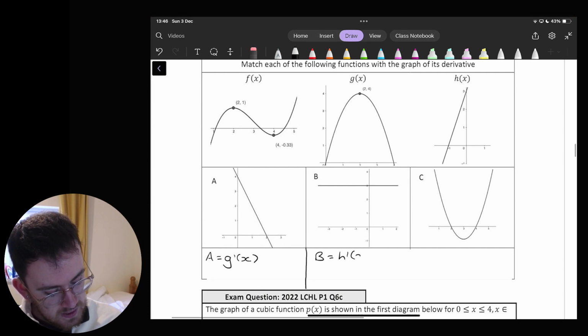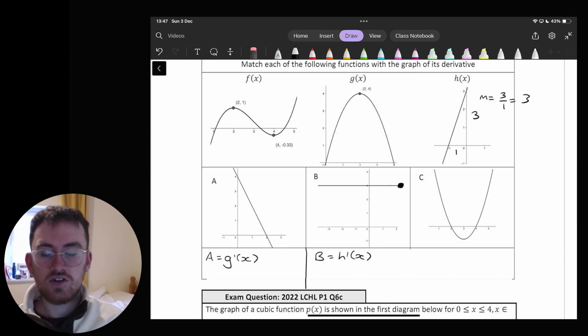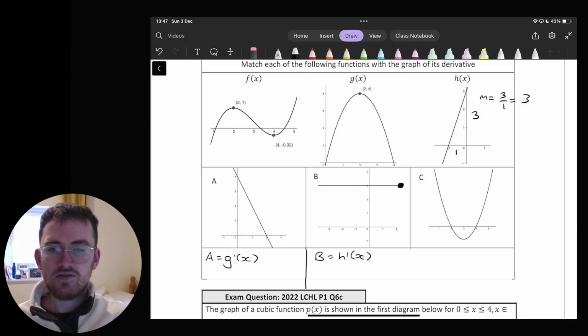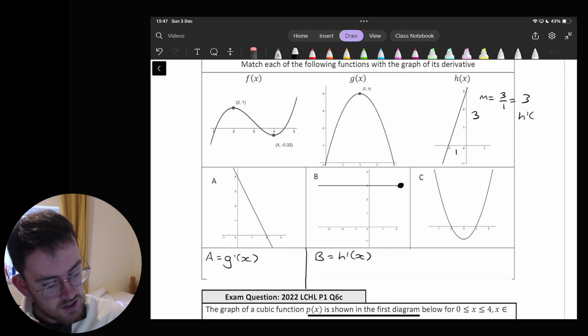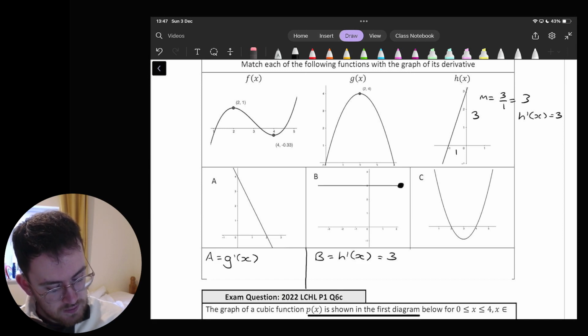If we look at my linear function, it has a rise of 3 and a run of 1. So it has a slope of 3 over 1, or just 3. And this function here is just the function 3. So remember, if I differentiate h dash x, that should give me the slope of the line, which is 3. And here we are equal to 3. Okay, so matching it up that way, that of course means that c must be the derivative of f.